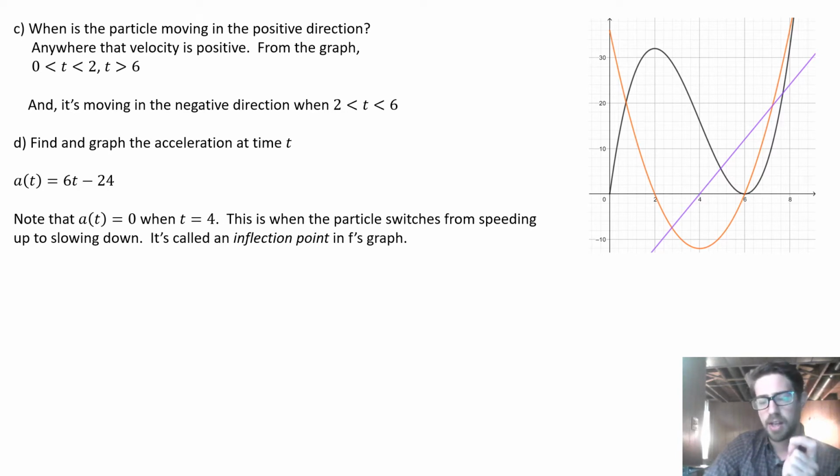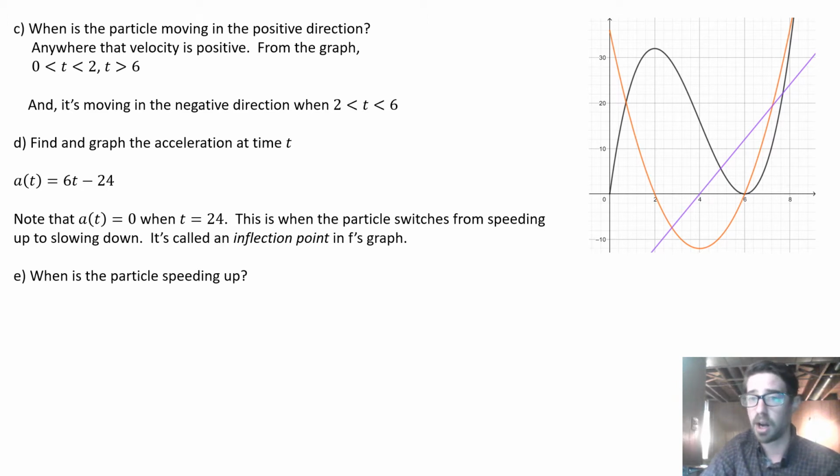So it's like the moment when you get on the highway and you're accelerating and accelerating, the moment you take your foot off the gas, at that moment you're not accelerating at all. You're switching from speeding up to slowing down. Right after that, you're decelerating. But at that very moment, your acceleration is 0, so that's what that represents on the graph of the second derivative being 0.